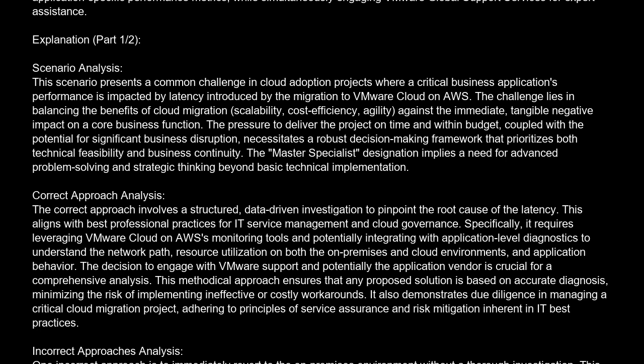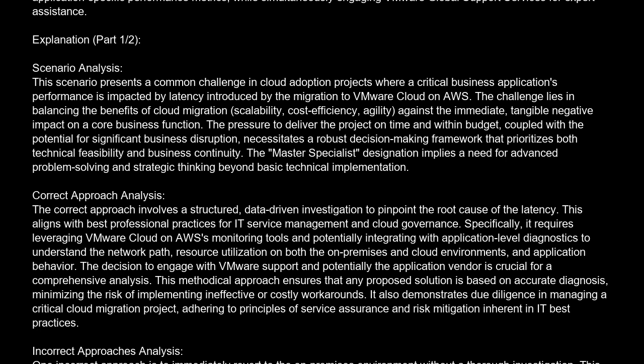The pressure to deliver the project on time and within budget, coupled with the potential for significant business disruption, necessitates a robust decision-making framework that prioritizes both technical feasibility and business continuity. The Master Specialist designation implies a need for advanced problem-solving and strategic thinking beyond basic technical implementation.